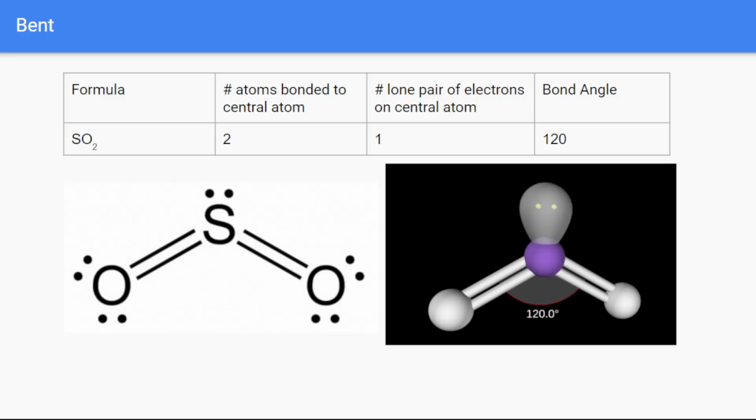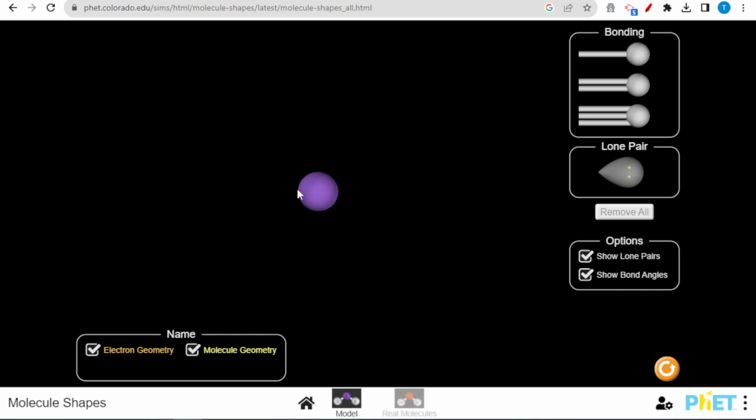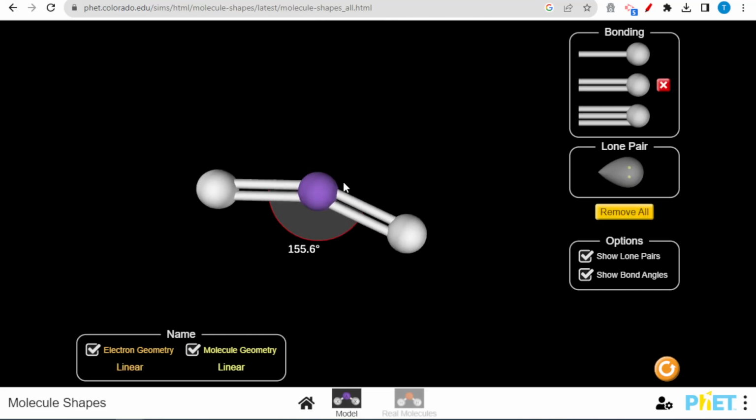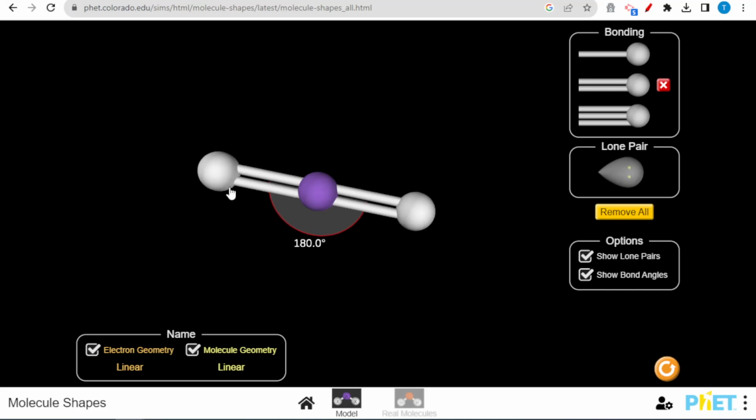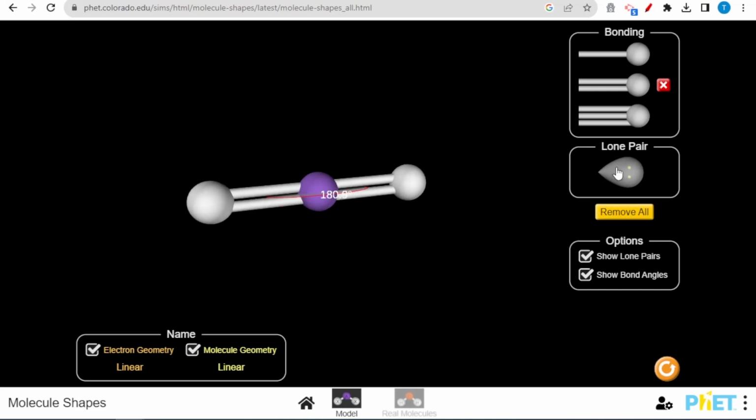The next example is the bent shape. Notice that it's very similar to the linear because you have a central atom with one atom bonded to each side of that central atom. We have two atoms bonded to the central atom. The difference, though, is that you have a lone pair. Because of this lone pair, it makes the shape bent. So we have our central atom, two atoms bonded to it, and then we have a lone pair.